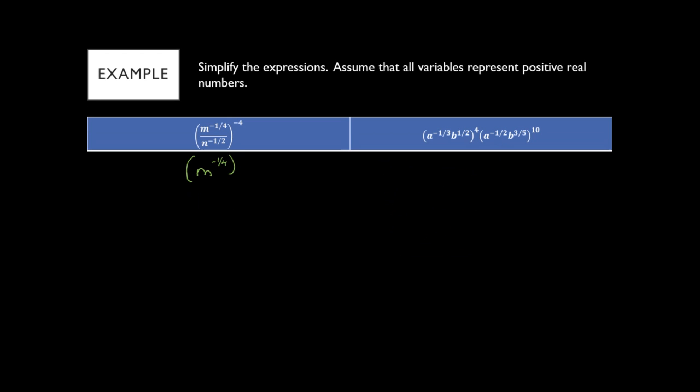So I'm going to have m to the negative 1/4 get the power of negative 1/4. And then n to the negative 1/2 gets the power of negative 4. And we multiply those together. So negative 1/4 times negative 4 will give us a positive 4 over 4. Might be easier if I just write this to the right here. And then the denominator, negative 1/2 times negative 4, will give us a positive 4 over 2.